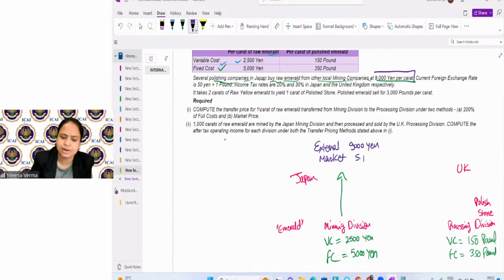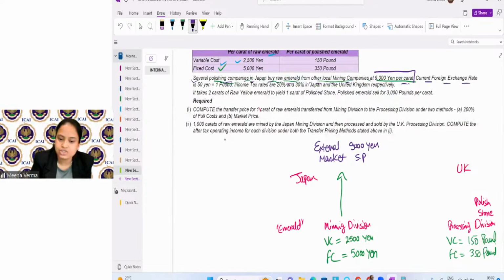Maybe it is the selling price, because other people are buying it at this price. So the company has managed to sell it at this price in the market. This is the selling price. Okay, so it is given, right? You can read it. Several polishing companies in Japan buy raw emerald from local mining companies at 9,000 yen per carat. Okay, then what is given here?